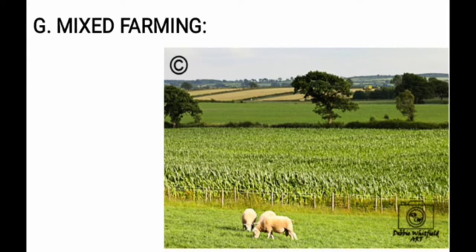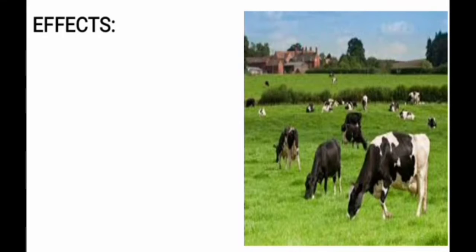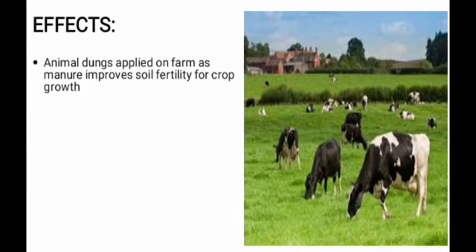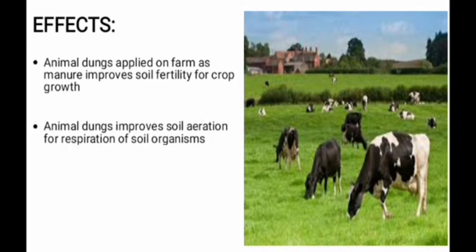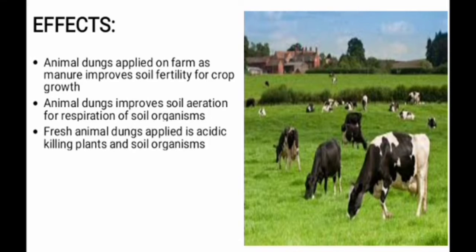The next farming system is mixed farming, and this involves growing of crops and keeping of livestock on the same farmland. The effects include animal dung applied on farm as manure improves soil fertility for crop growth. Animal dung improves soil aeration for respiration of soil organisms. However, fresh animal dung applied on the farm can be acidic, killing plant and soil organisms.